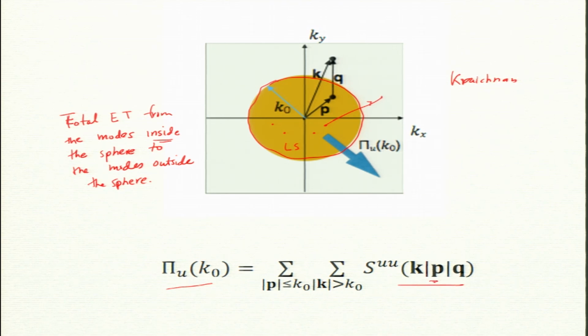So, p is a giver, must be within the sphere including the surface, and the receiver k is outside the sphere, k greater than k naught. Carrier can be anywhere. Actually, it is not anywhere, it comes from the constraint q is equal to k minus p. But the carrier could be inside the sphere or outside the sphere, that is immaterial.